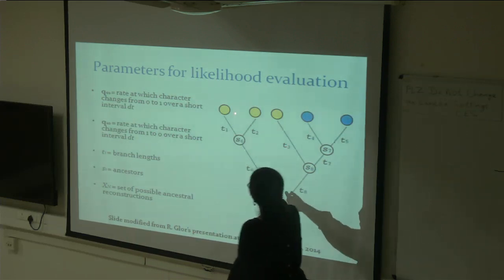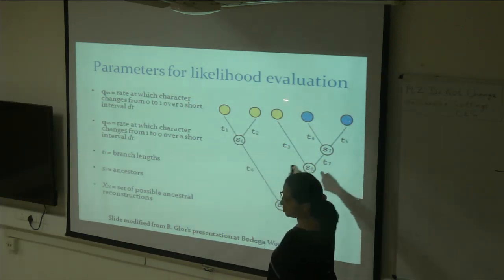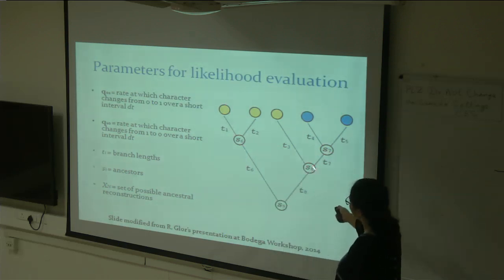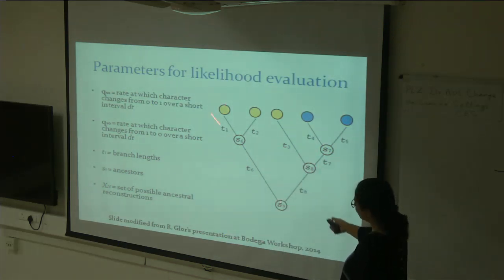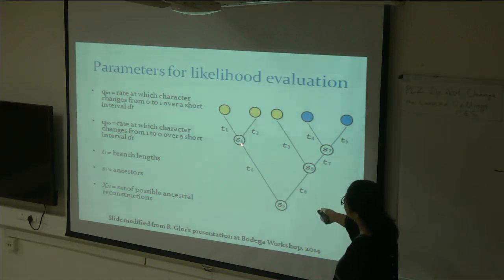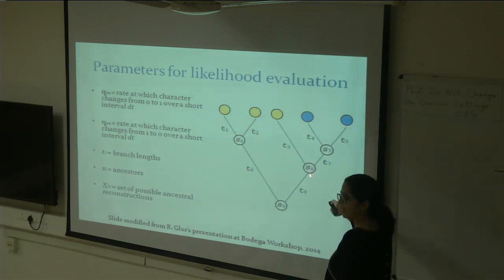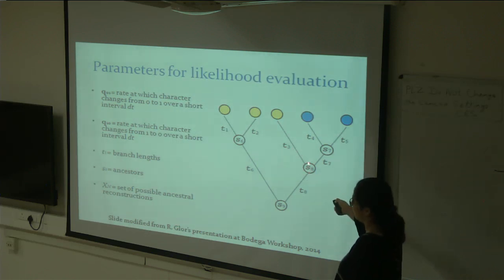So this is your tree. You have trait data at the tips. You are interested in reconstructing the ancestral state here, and given these branch lengths T1, T2, T3, how can we use them, since they may have an influence on the character state at this particular moment?